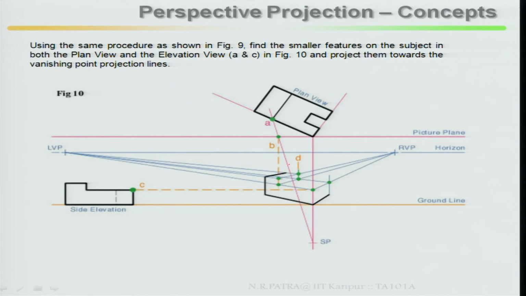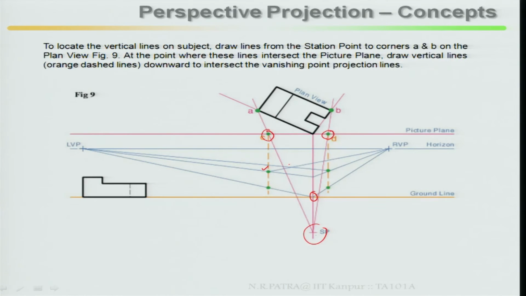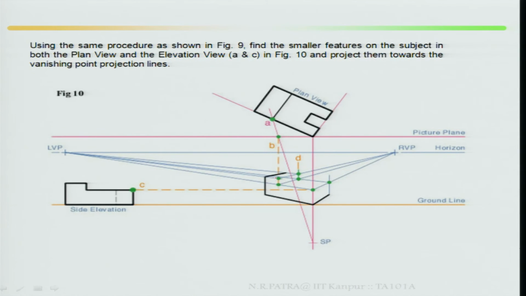Using this same procedure as shown in figure 9, find the smaller features on the subject in both plan view and the elevation view. What happened? In the previous step we identified the edges here, here, here. Once you identify the corners and edges, then using the same principle you identify all the edges of the inside features. The same procedure has to be followed.